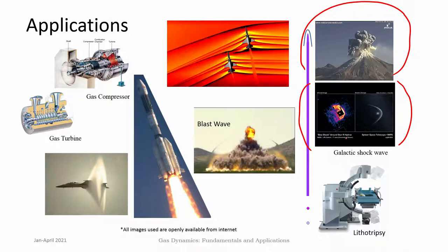Initially they would have been seen when explosions happen, when there is a sudden deposition of large amounts of energy. Then such waves are formed, and they are known as blast waves, which are one form of shock wave. Essentially, they are a shock wave, and they move at supersonic speeds. For example, it is shown in this particular picture.